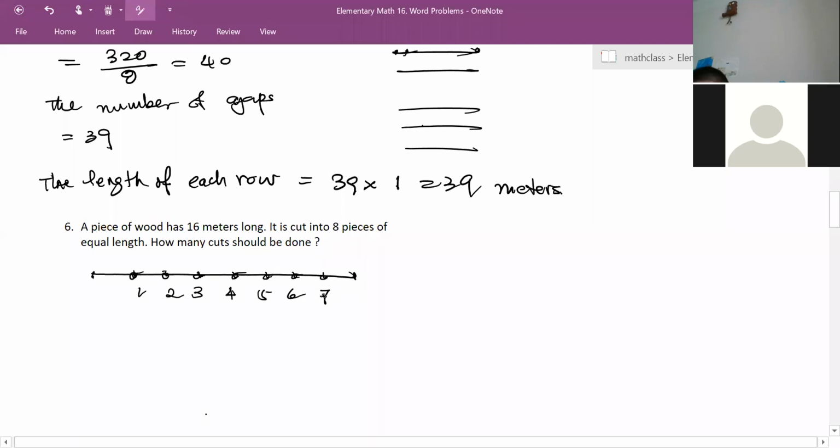The length of each piece, you can also figure out, and the length of each piece is going to be 2. But should I find out the length of each piece? No. It is cut into 8 pieces of equal length, and how many cuts should be done? Just 7 cuts. Okay.